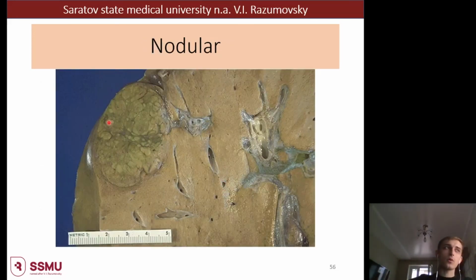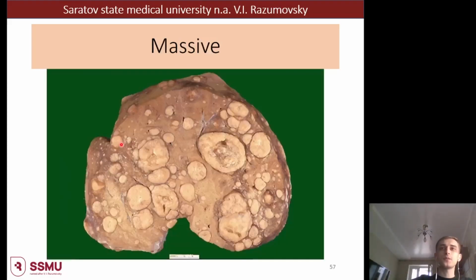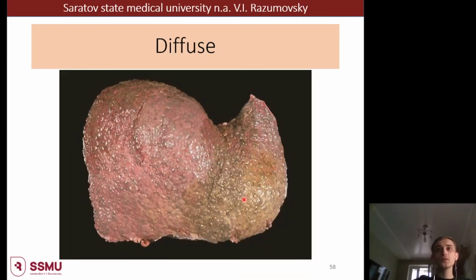On this slide, we can see nodular form of cancer, and it looks like a node, something about 5 or 4 centimeters in diameter. On this slide, we can see massive type of liver cancer, and it is characterized by multiple nodes in the liver, and sometimes we should differentiate this form from metastatic process from cancer with another localization. For example, cancer of the stomach, and its metastasis to the liver will look the same. And diffuse cancer is really difficult to differentiate from cirrhosis, because we can see total injury of the liver, and only according to microscopical examination can we make a correct diagnosis.